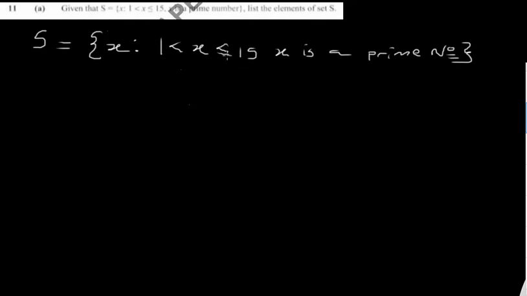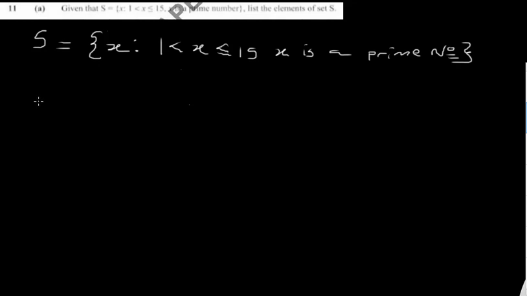So firstly, grade 12, what is a prime number? A prime number is simply a number that is only divisible by 1 and itself. So no other number can go into a prime number apart from 1 and itself. So what numbers are only divisible by 1 and themselves between 2 and 15?